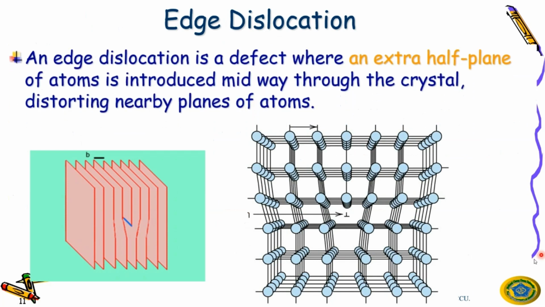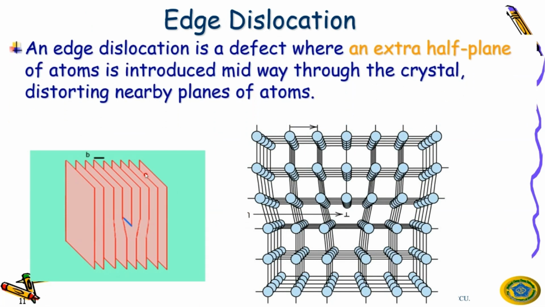So this is a three-dimensional edge dislocation. In an edge dislocation, an extra half plane of atoms is introduced through the crystal, distorting the nearby planes of atoms. Okay, this is the half plane.